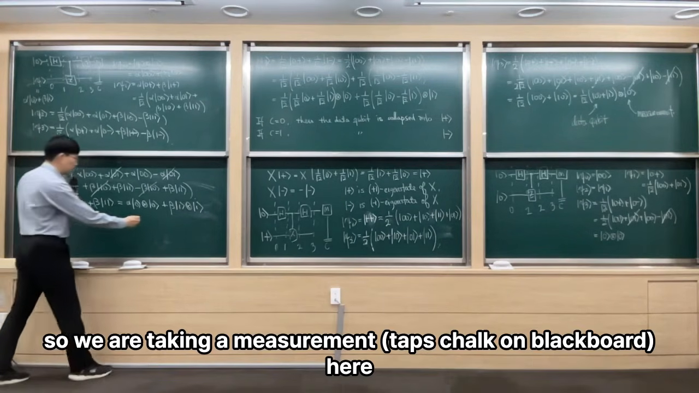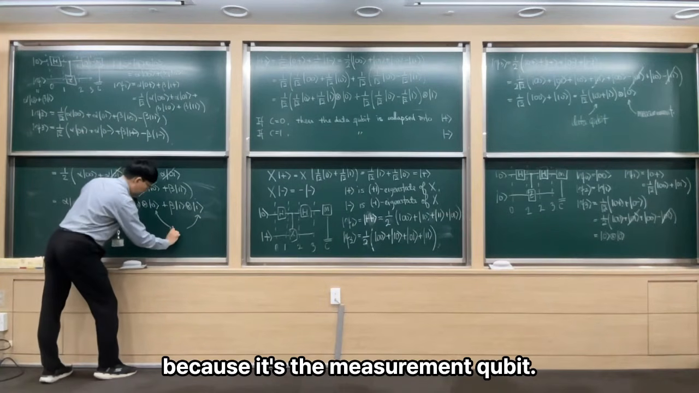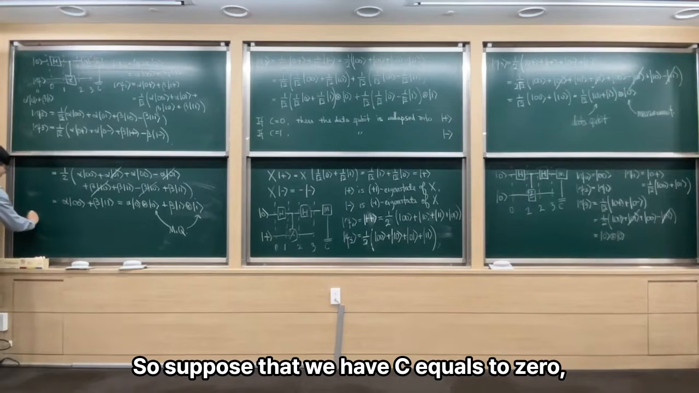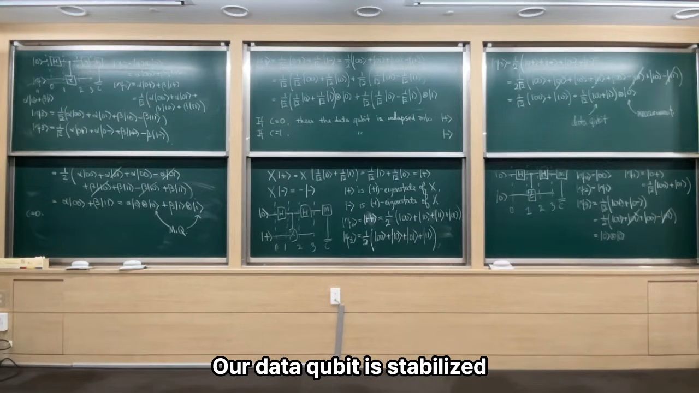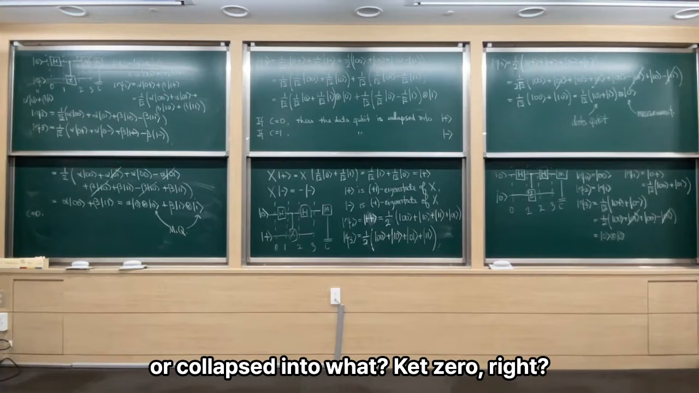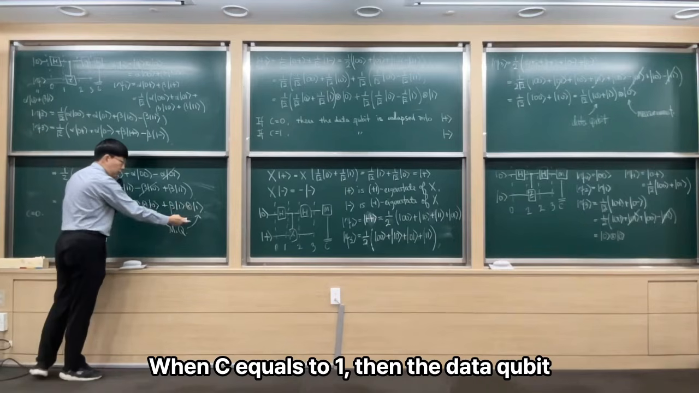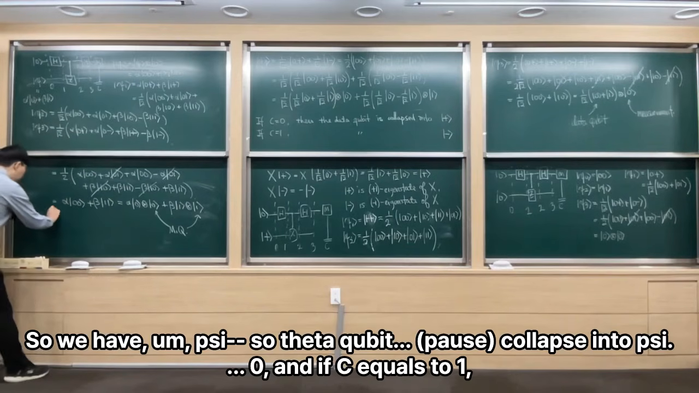So we are taking a measurement here. That's the measurement qubit. Suppose that we have C equals 0, so the measurement outcome was 0. Our data qubit is stabilized, or collapsed, into what? Ket 0, right? When C equals 1, then the data qubit is stabilized to 1, right? So we have psi.